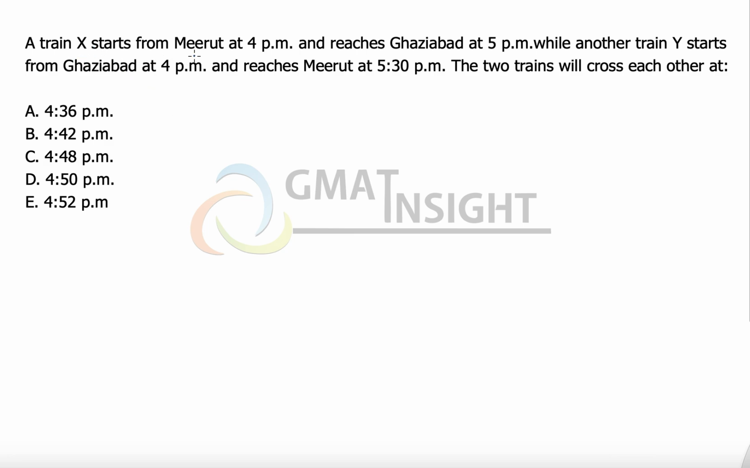A train X starts from Meerut at 4 p.m. and reaches Ghaziabad at 5 p.m. So let's quickly draw the figure. In time speed distance questions, I always like to draw the figure because that gives us a lot of clarity.